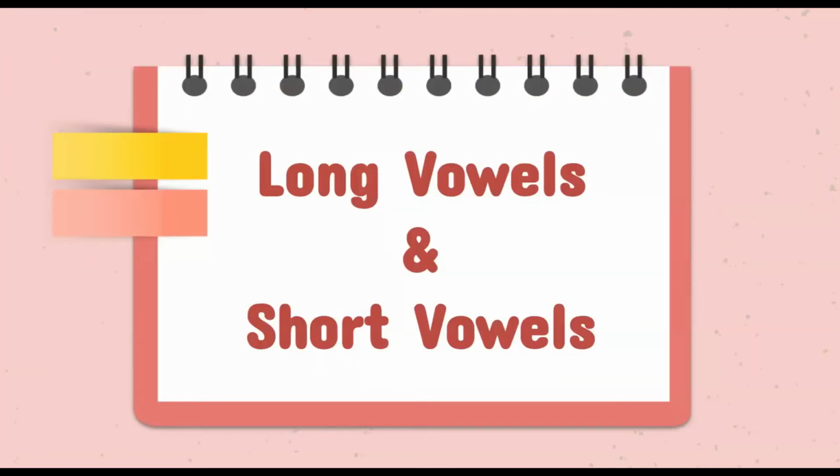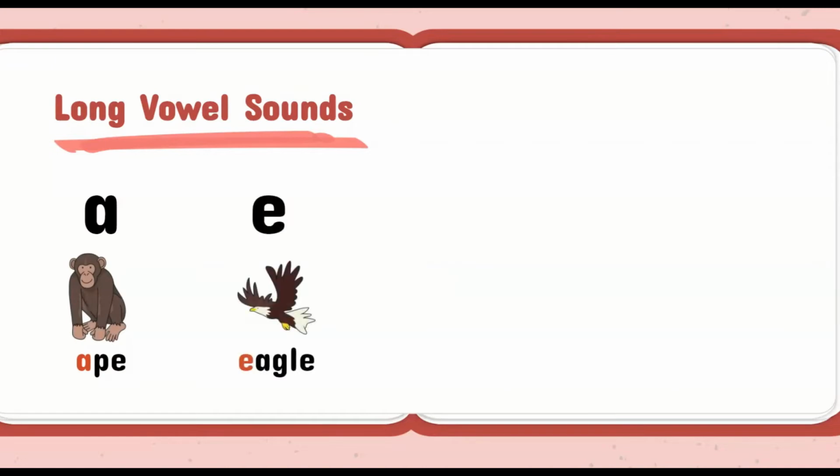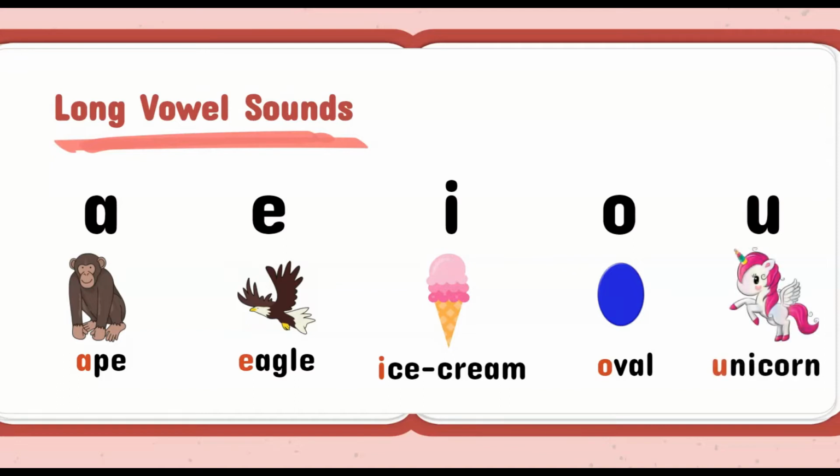Now let's have a look at long vowels and short vowels. Long vowels say their name. A as in ape. E as in eagle. I as in ice cream. O as in oval. U as in unicorn.